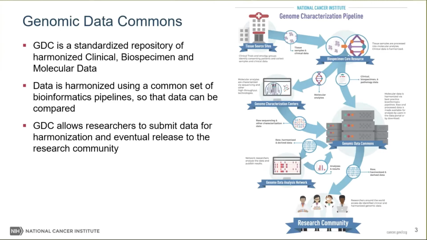As I said, the data is harmonized using a common set of bioinformatics pipelines, and anytime an alignment can be performed, it is aligned to the GRCh38 reference genome. This allows researchers to submit data for harmonization and eventually release it to the research community through the GDC portal.